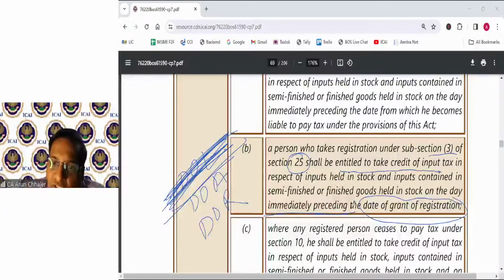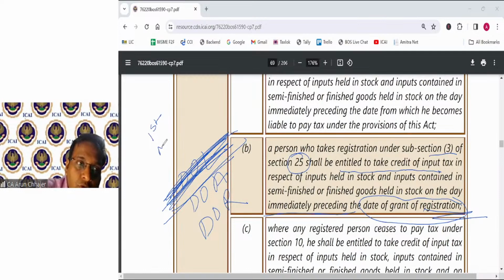A person registered under 25(3) shall be entitled to take the credit of input tax in respect of inputs held in stock, inputs contained in finished goods or semi-finished goods held in stock on the day immediately preceding the date of the grant of the registration. What is the date? Can you tell me? I have used 3 dates in my example: 1st November, then 25th November, 30th November, and 6th of December.